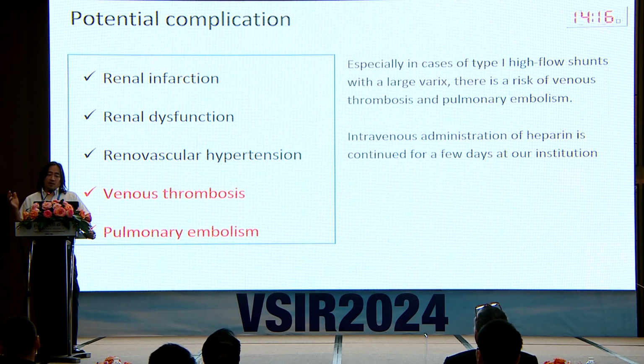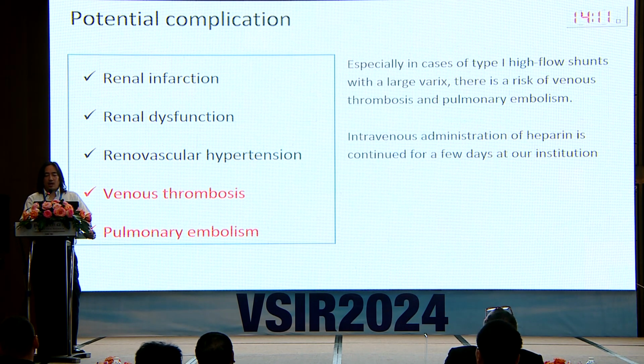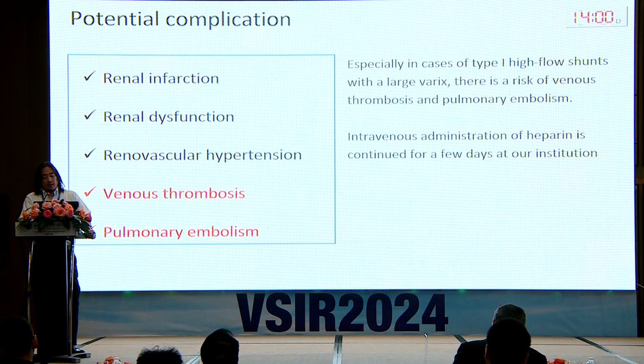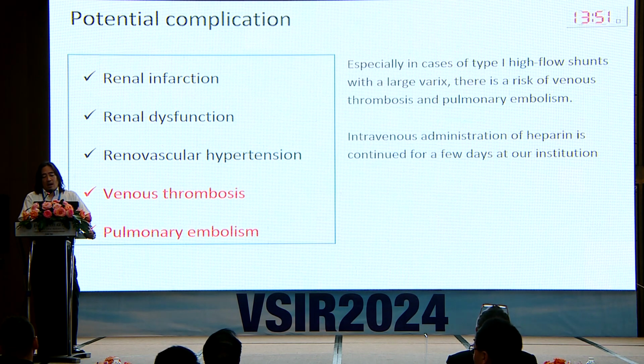After we embolize a very high flow type 1 renal AVM, if the type 1 AVM has a large venous varix, there's a high risk of venous thrombosis and pulmonary embolism. So in this kind of case, at my university, we usually administer heparin to the patient. Administration of heparin is continued for a few days. After that, anticoagulation therapy starts.